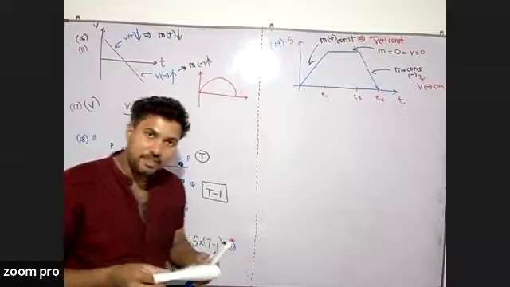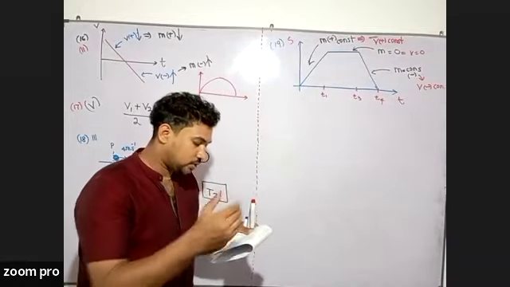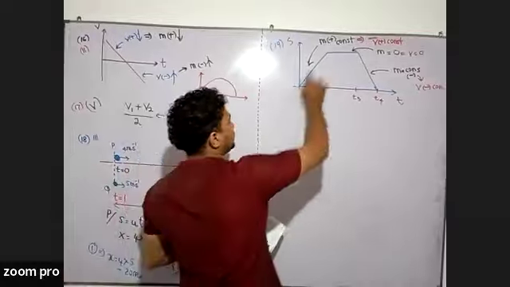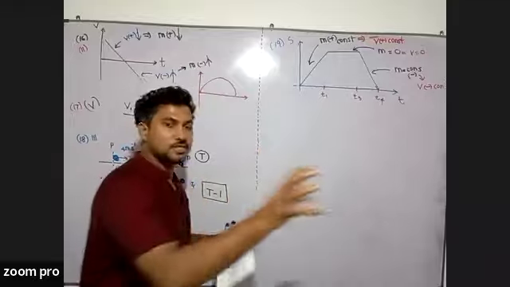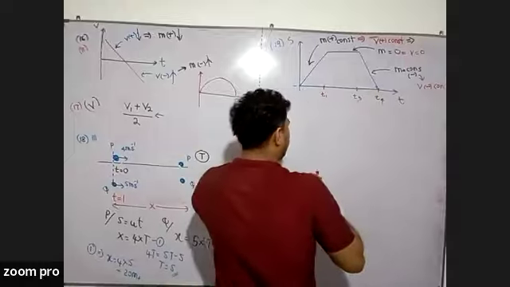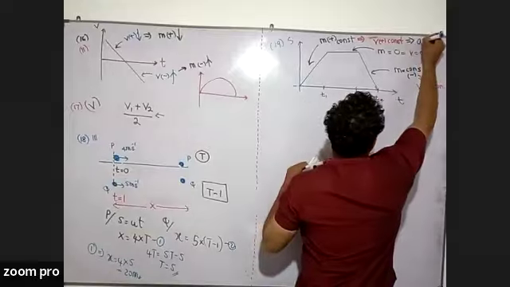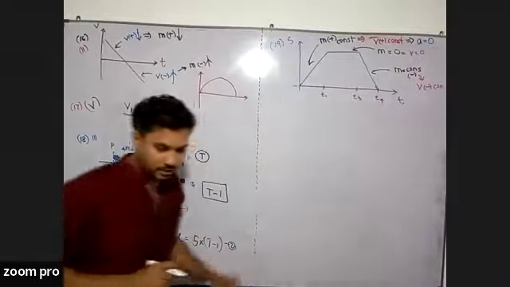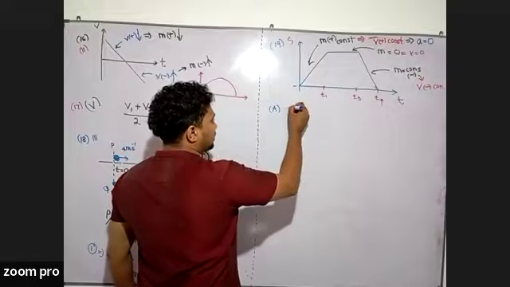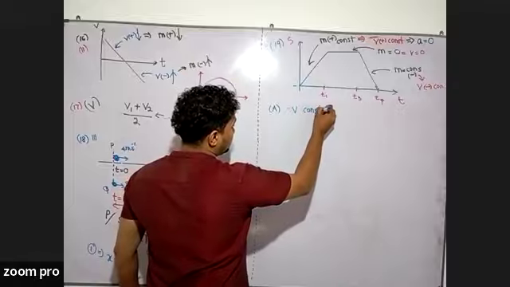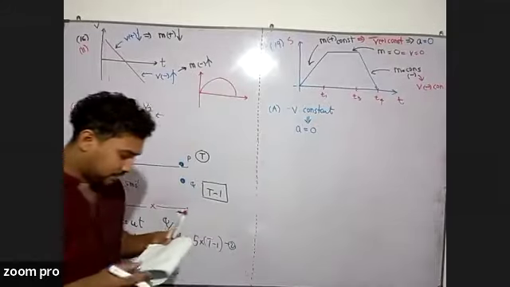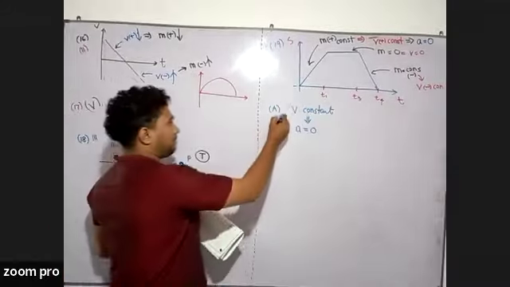So can we consider the motion from t0 to t1 as acceleration? No, because from 0 to t1 the object travels at a constant speed. If the speed is constant, the acceleration of this object should be 0. In statement A, the velocity is constant with acceleration equal to 0, so the first statement A should be incorrect.